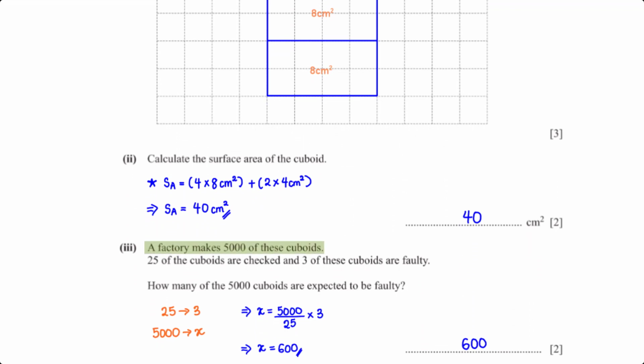A factory makes 5,000 of these cuboids. 25 of the cuboids are checked, and 3 of these cuboids are faulty. How many of the 5,000 cuboids are expected to be faulty? So if out of 25 cuboids, 3 are faulty, then we want to find out how many cuboids we expect to be faulty out of the 5,000. This is what we are calling x. When we cross multiply and make x the subject, this is what we have, which is equal to 600.